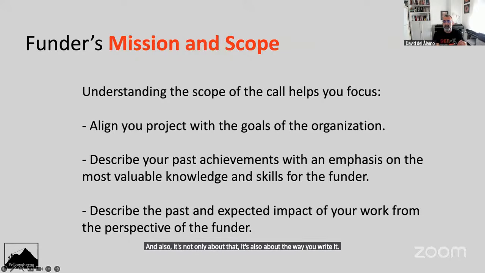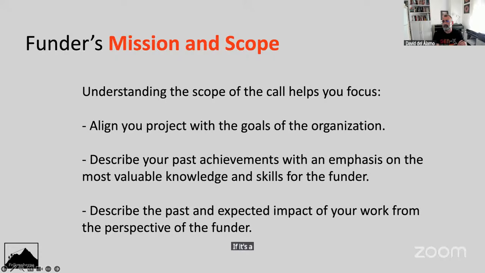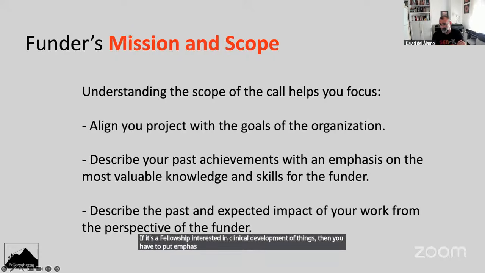You have to put an emphasis on the things that are important to the person that is going to pay you. That's how it works. So if it's a fellowship interested in clinical development of things, then you have to put emphasis on the clinical aspects of your research, if you have any. If you don't have any, then don't apply to that type of fellowship.